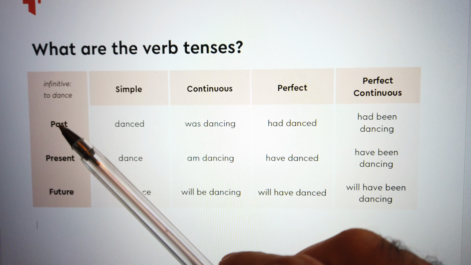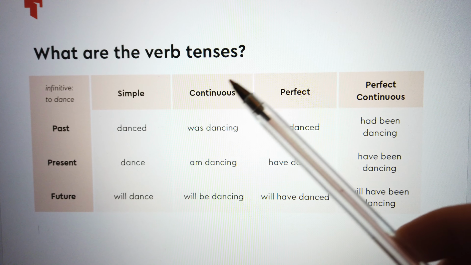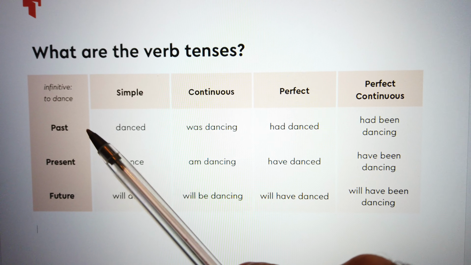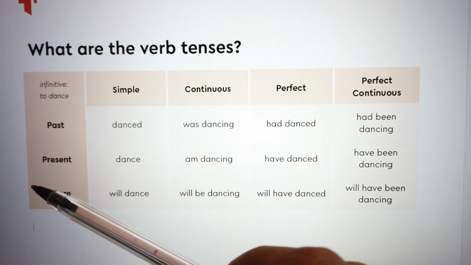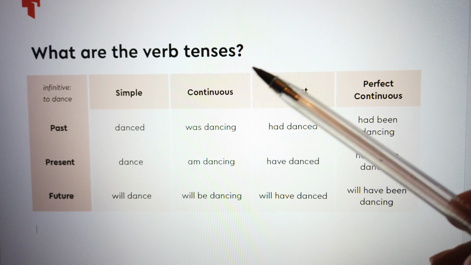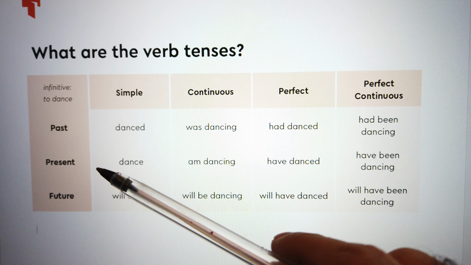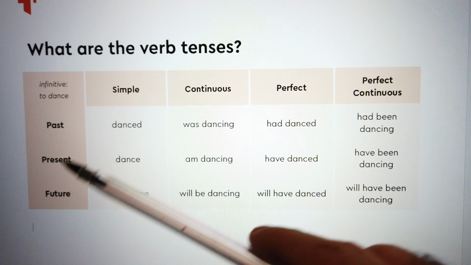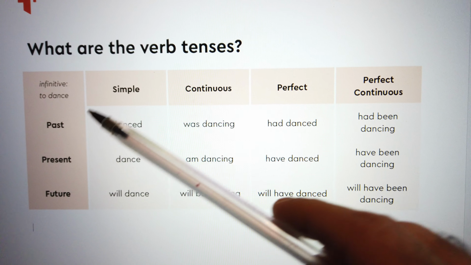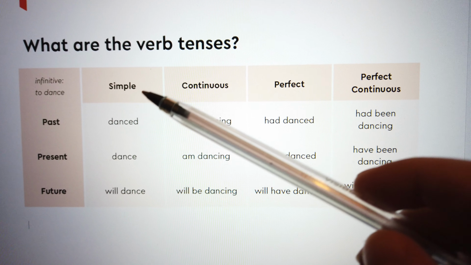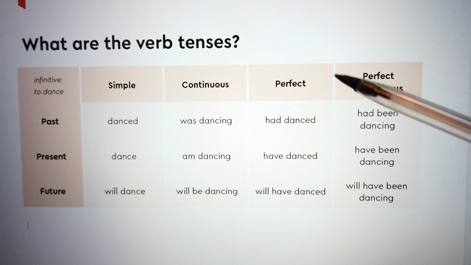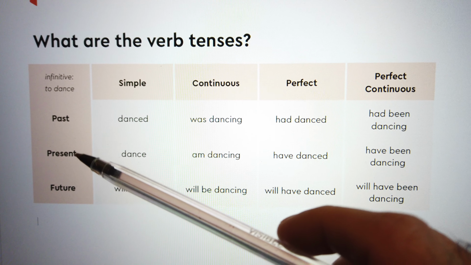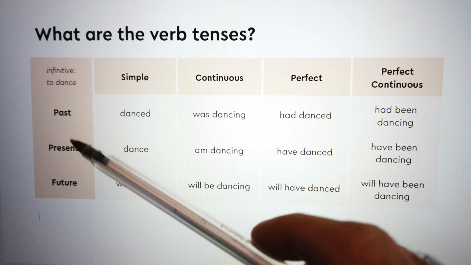Simple past, past continuous, past perfect, past perfect continuous. Then we've got simple present, continuous present, perfect continuous present. Then we've got the future, and so forth. So the past, we've just covered the past of simple, continuous, perfect continuous. Now we come to present.